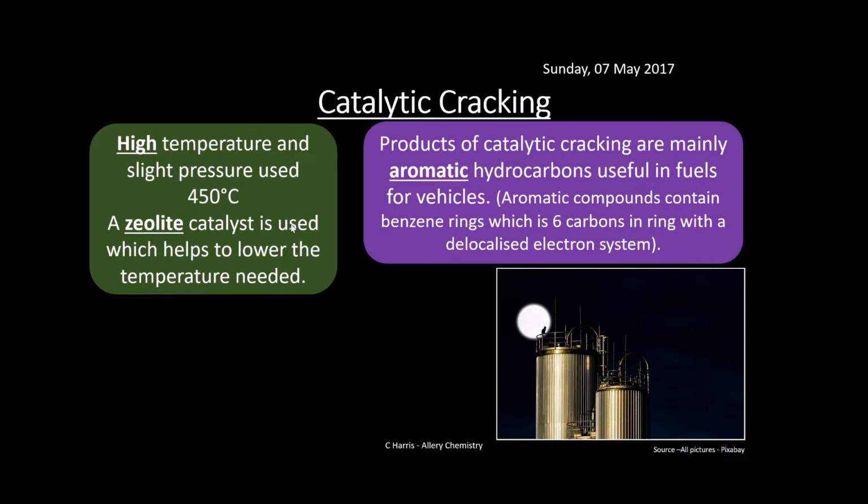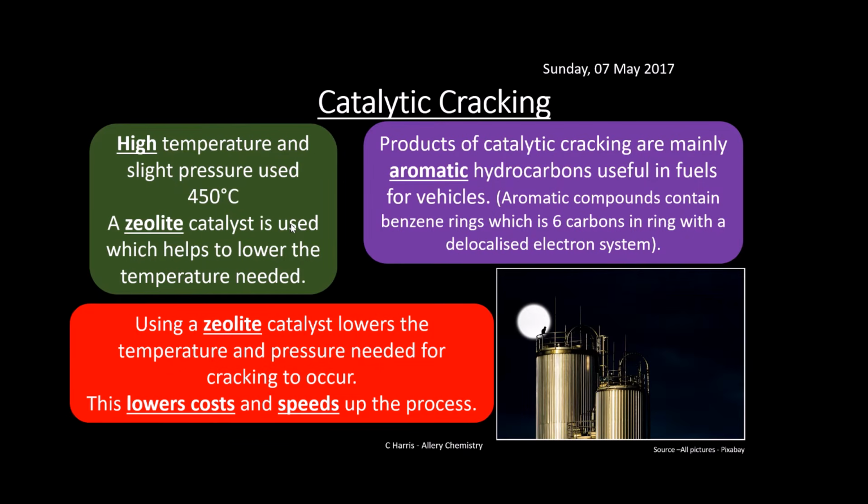So, like I say, these aromatics are like little benzene rings. But these are really useful in fuels. They are actually carcinogenic, so you've got to be careful with them as well. And if we use a zeolite catalyst, this basically lowers the temperature and the pressure needed. So it's a lower cost and it speeds the reaction up. So catalytic cracking is mainly used for making petrols. Thermal cracking is pretty good if you're going to make alkenes to make plastics.